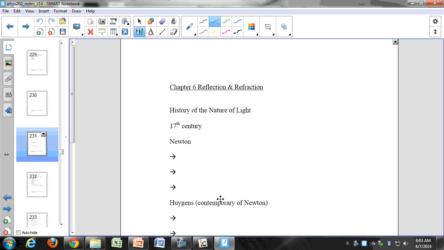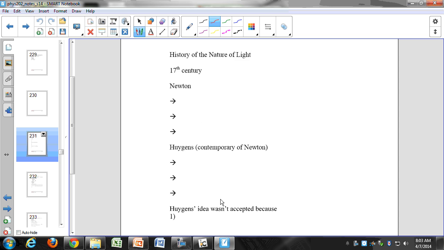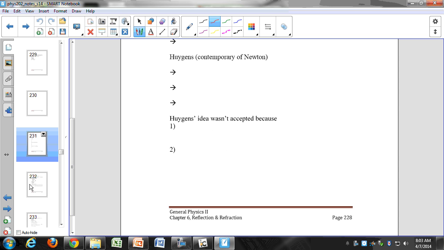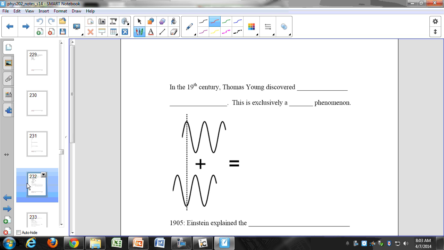That is, how light has been viewed either as a particle or a wave, and why it's been viewed that way. Newton viewed it as a particle because of reflection, because that's what particles do. Huygens saw it as a wave because of refraction, because that's what waves do. Like water waves, they refract. And then Thomas Young saw it as a wave because of interference, and we'll see that again in chapter 8. And then Einstein described the photoelectric effect based on the idea that light is a particle.